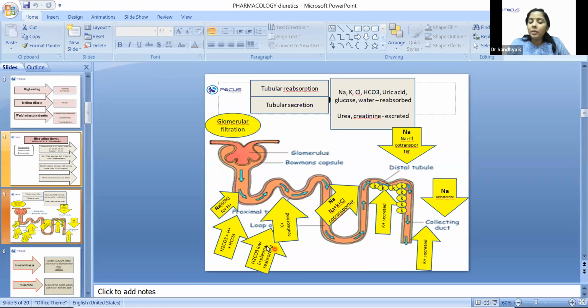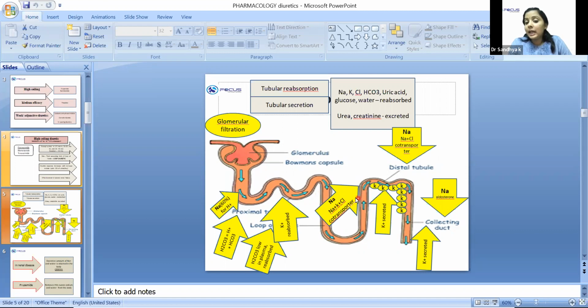Now what is happening to bicarbonate? Normally it is not reabsorbed, but if the bicarbonate level in the body is low, bicarbonate will also be reabsorbed at the loop of Henle. Now let's see what is happening here in the loop of Henle.